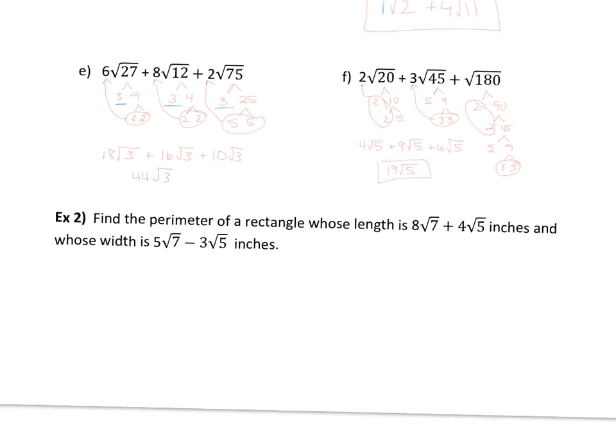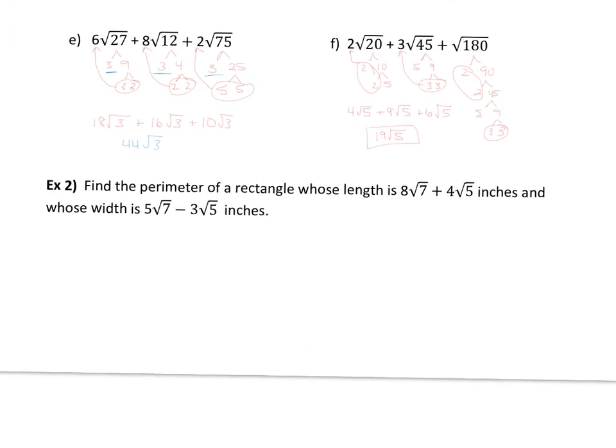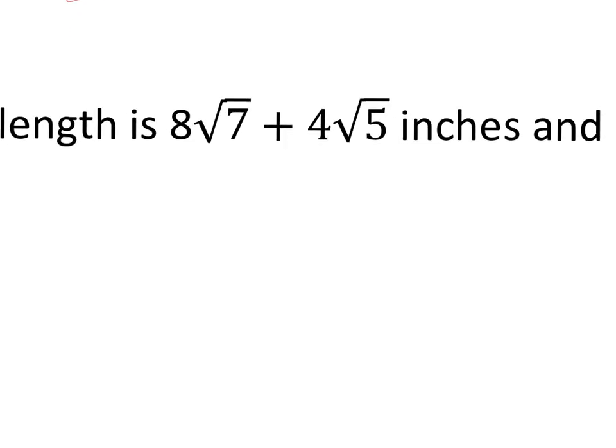Okay. All right, so now this says find the perimeter of a rectangle whose length is and whose width is. Okay, so now think about what perimeter means, right? Add up all of the sides. So be careful here. Don't be that person that only adds up 2 of your sides.